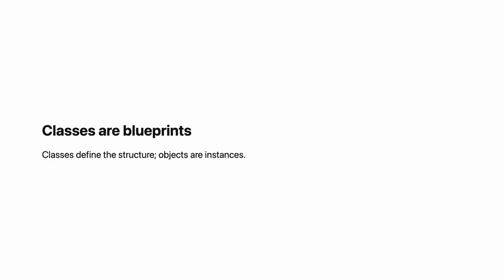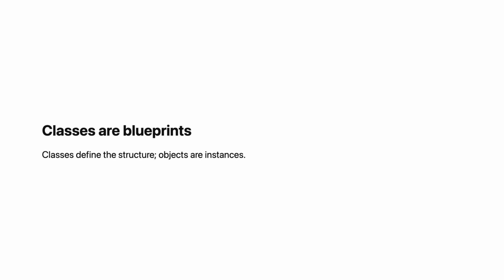You use the class to create actual persons. Alice, age 30. Bob, age 25. Each is an object. Each follows the Person blueprint. Classes let you model concepts from your domain. Users, products, orders: each becomes a class. Each instance is a specific user, product, or order.